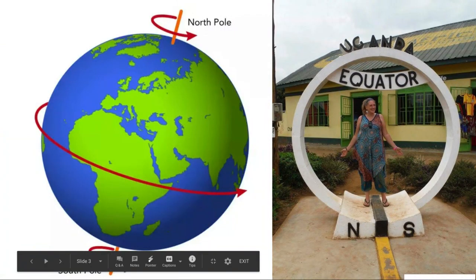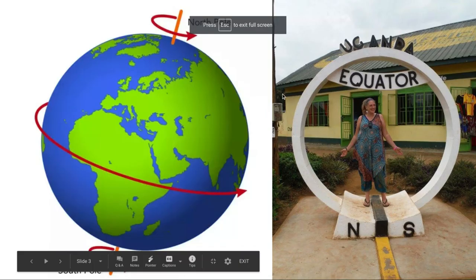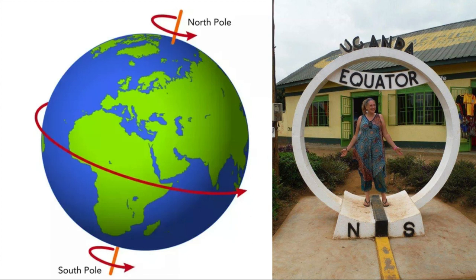So, let me just check I am actually recording. Good. So, what was I saying before that happened? Oh yes, I was saying that it's very important that we remember that we're on an angle, and our axis that we're spinning around on, as you just saw in the animation, is on an angle of 23.5 degrees.